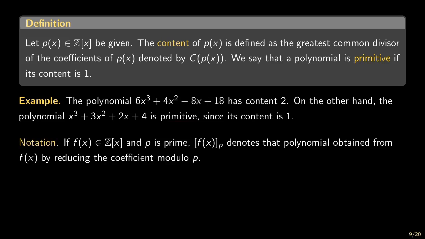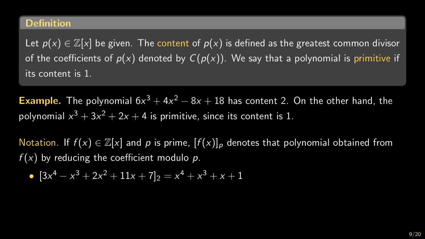In order to state the next result, we have to introduce the following notation. If you have an integer polynomial f of x, to be more specific, and p is prime, by this symbol, we put the polynomial in a pair of square brackets and then put a subscript p, like so. It denotes the polynomial obtained from f of x by reducing the coefficients modulo p. All the coefficients modulo p. How do we reduce? We divide by p, take the remainder.